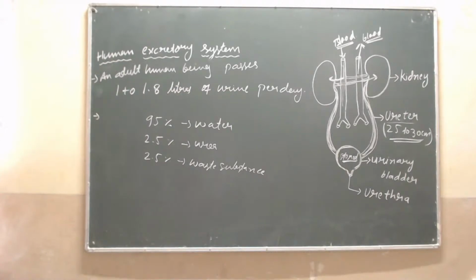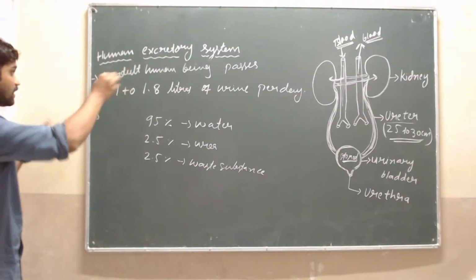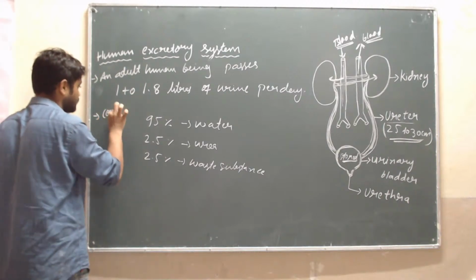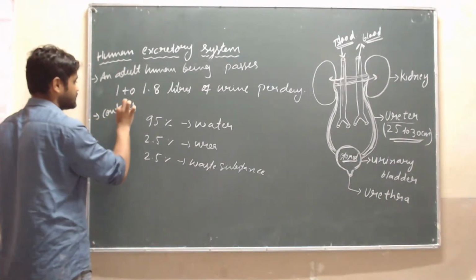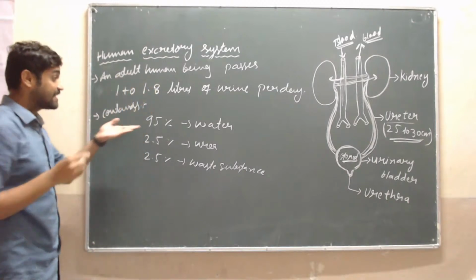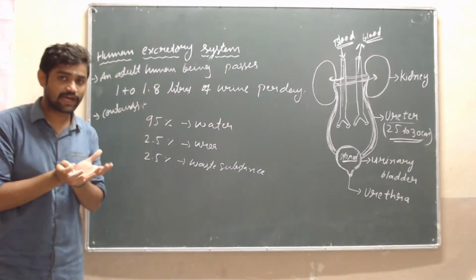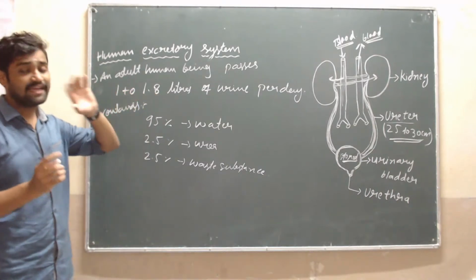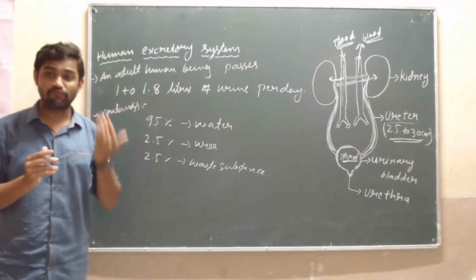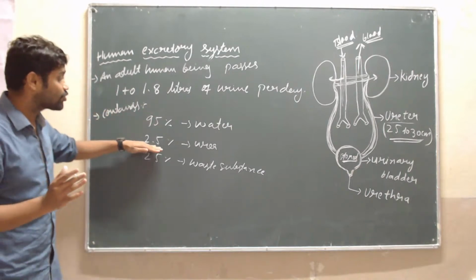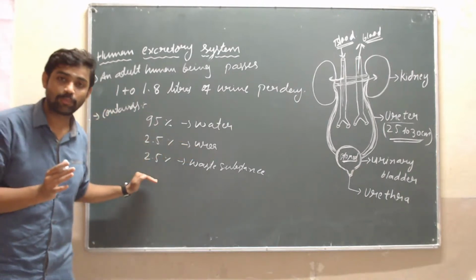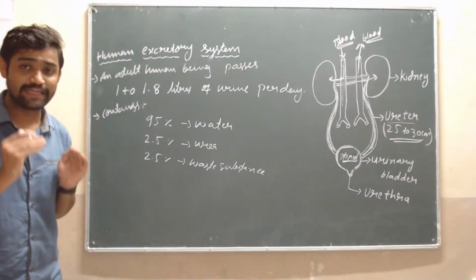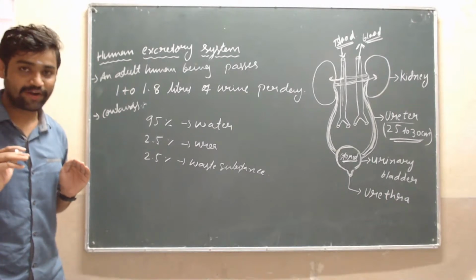Okay, in human beings or whatever it may be, urine contains 95% of water in a total 100%. ಒಳಗ suppose 1.8 liters ನಮ್ಮ urine pass ಮಾಡಿದ್ರೆ that contains 95% of water only. In that only 2.5% of urea and 2.5% of waste particles or waste substances present in our body is thrown out of the body.